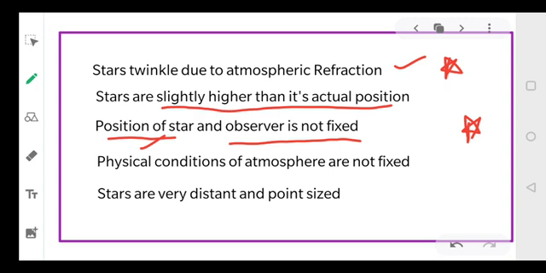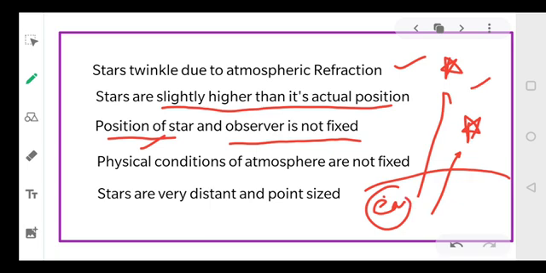And the most important, the stars are here, we are on the surface of the Earth, and we are looking at the star, right? Our position is also not fixed, star position is also not fixed. And between us, that is between the star and the observer, the conditions of air are also frequently changing. So the physical conditions of the atmosphere are also not fixed.